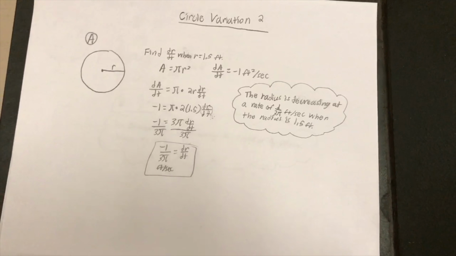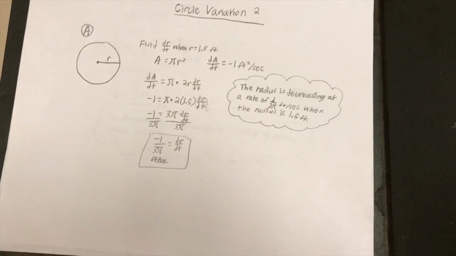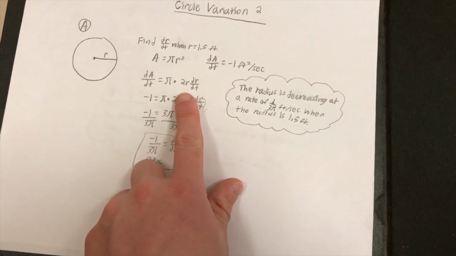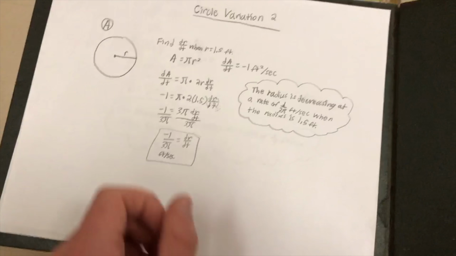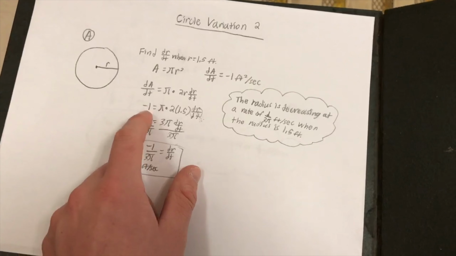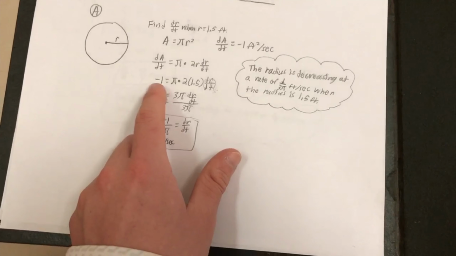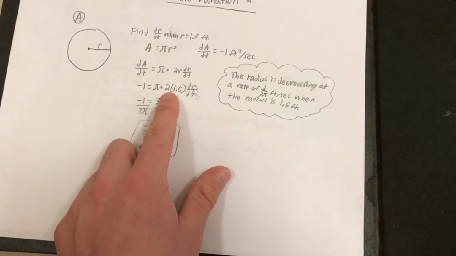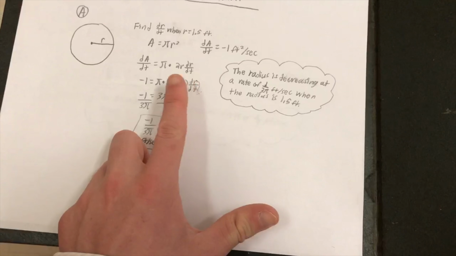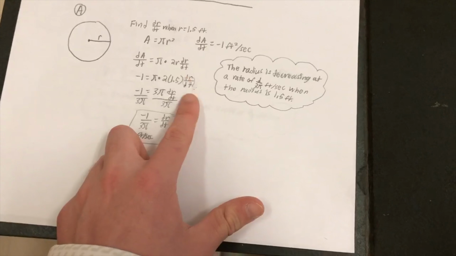So what we're going to do is take the derivative of the area so that we get 2 pi r times dr over dt. So that we know the rate that the area is decreasing is negative 1, so we plug it in for dA over dt, and we plug in our other values, 1.5 as r, and dr over dt is not yet known. That's what we're trying to find.